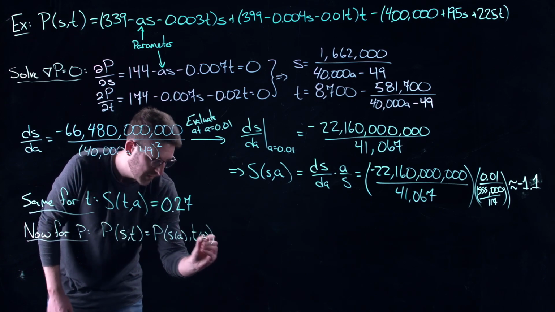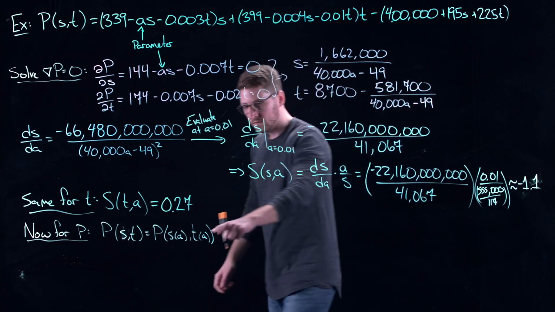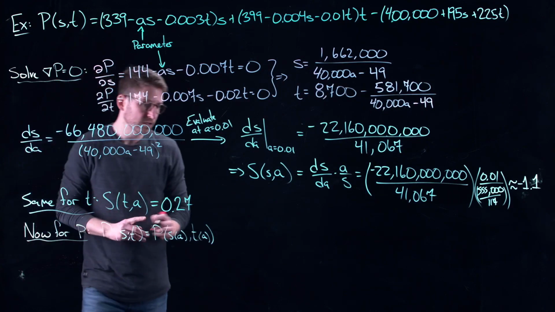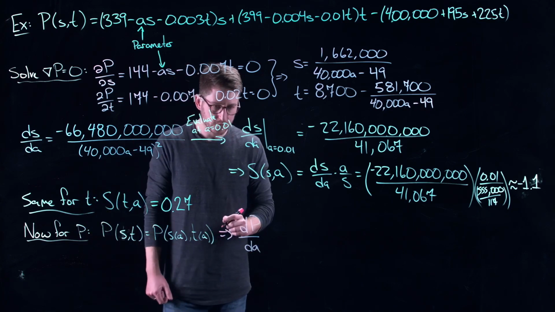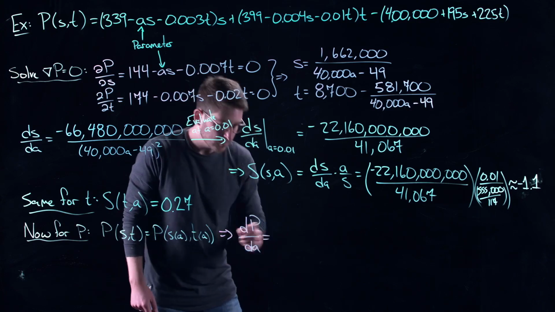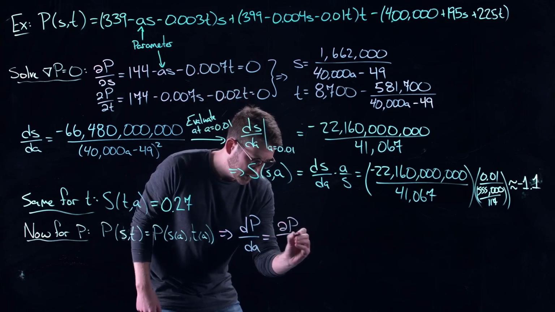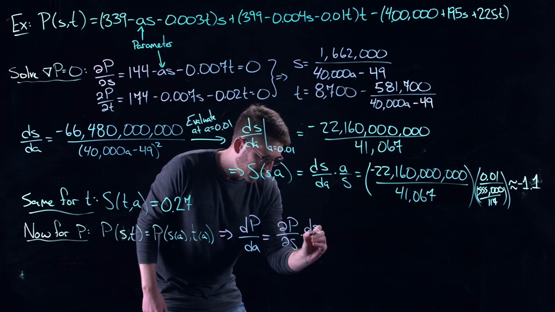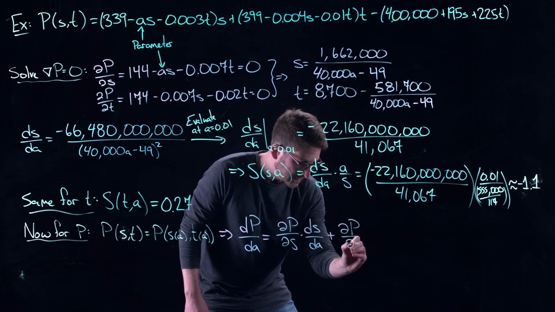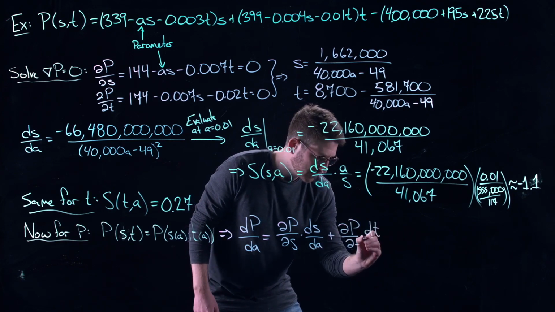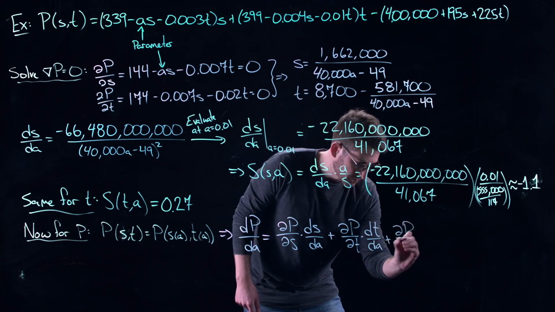So I'm going to evaluate my profit at my best production levels, S and T. That means that whenever I want to take a derivative of P with respect to A, I have to take a total derivative, right? I've got to do some chain rule applications here. First, this would be the derivative of P with respect to S times the derivative of S with respect to A. Then it would be the derivative of P with respect to T times the derivative of T with respect to A. Then it would be just the partial derivative with respect to A.